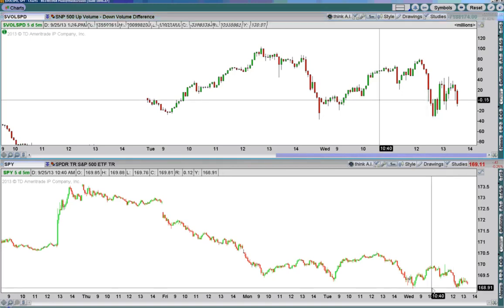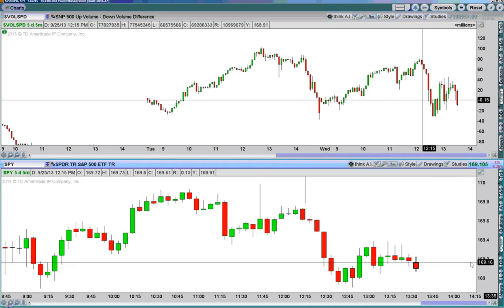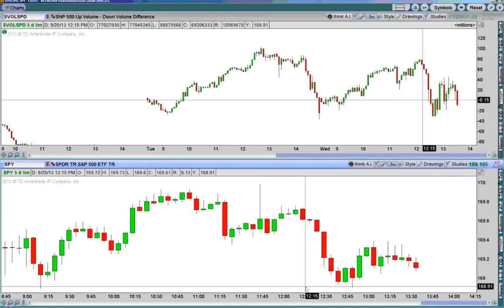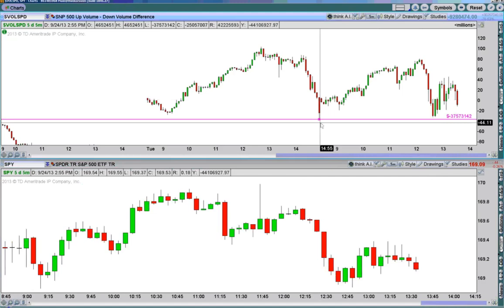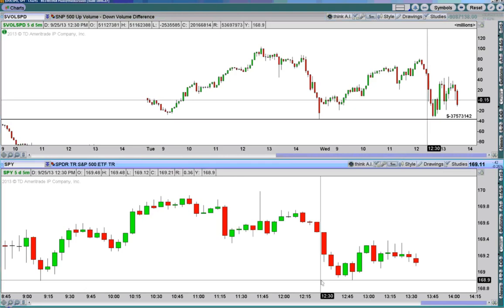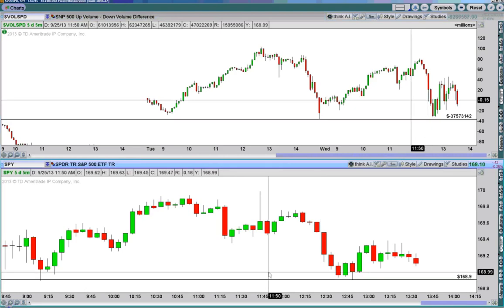We zoom in on Wednesday's session from the spiders. You can see the low there is about 168.91, and the way I would use this is say, if the vol spread comes through and takes out the lows on the day, I would expect that to precede taking out the lows here in SPY.